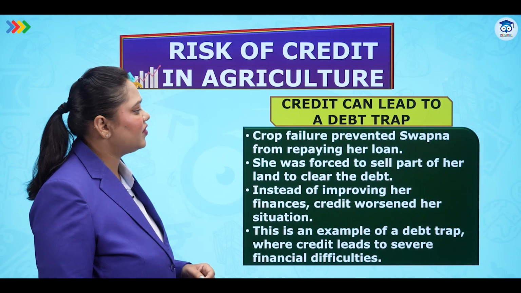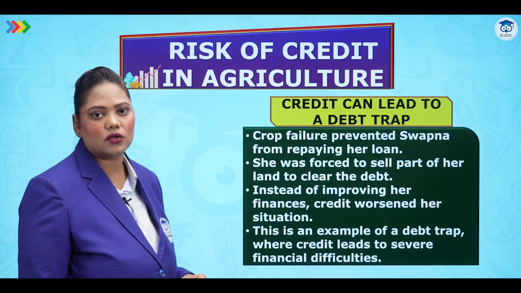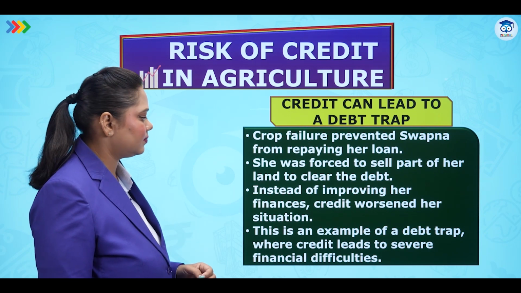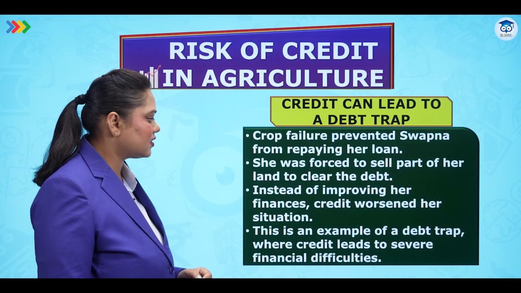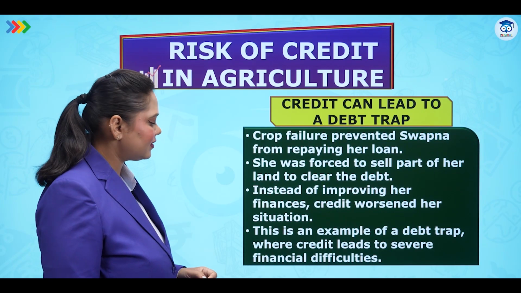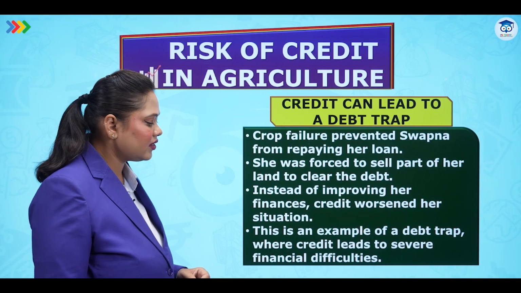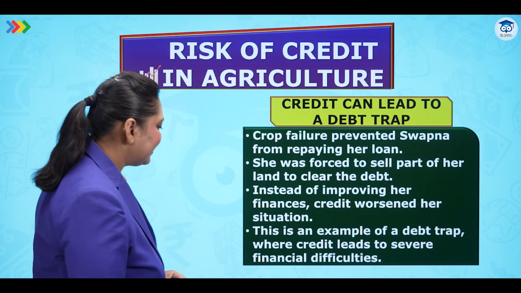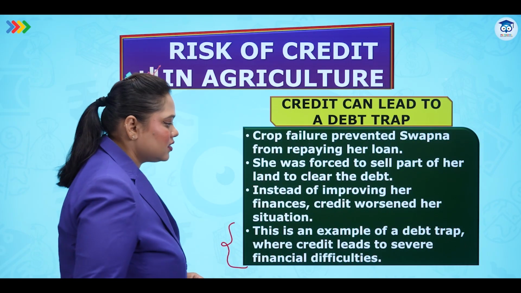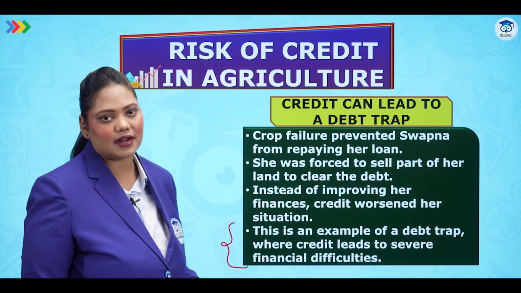Crop failure prevented Swapna from repaying her loan. She was forced to sell part of her land to clear the debt. Instead of improving her finances, credit worsened her situation. This is an example of a debt trap where credit leads to severe financial difficulties. So, if your credit is leading you to severe financial difficulties over and over again, this situation is called a debt trap.